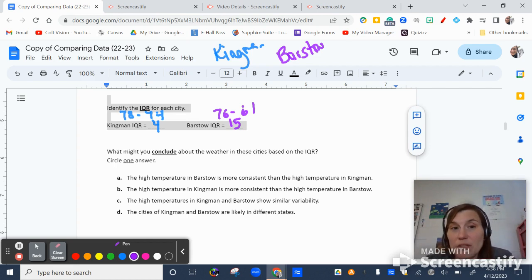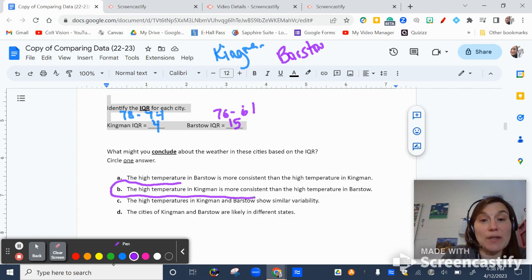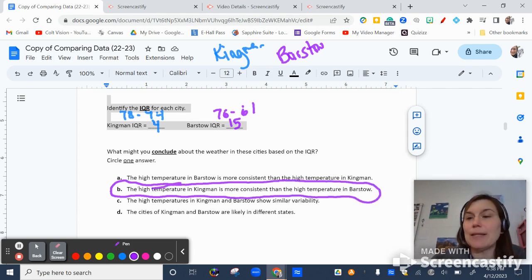that's a possibility. I don't know if it's enough information for me to know that, because states can be pretty big. But the one that's clear is that the temperatures in Kingman are more consistent than the ones in Barstow. Barstow has a greater variability. So having a greater variability is the opposite of being consistent. So we're going to say that it's B. The temperatures in Kingman are more consistent.